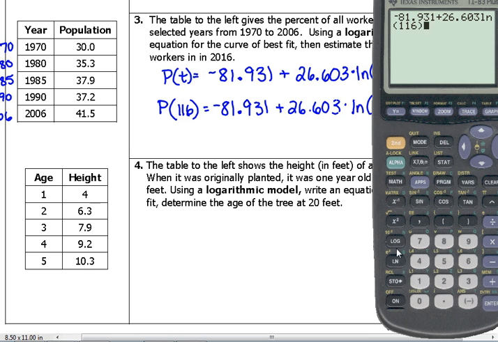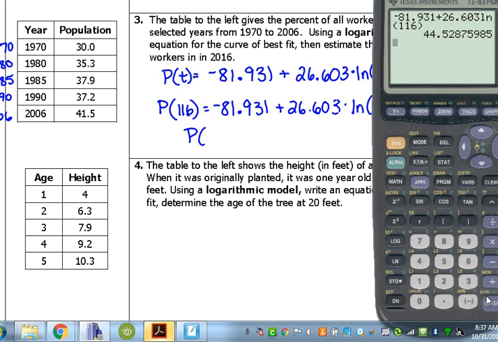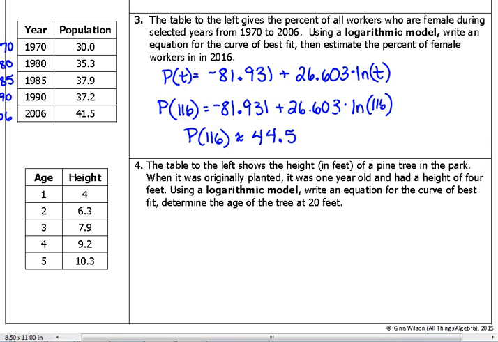The LN button is right below the LOG button. It's right beside the number 4. So this model tells us that the population in 2016 is approximately 44.5 millions. Oh, the percent of all workers. So approximately 44.5% of workers are female in 2016.